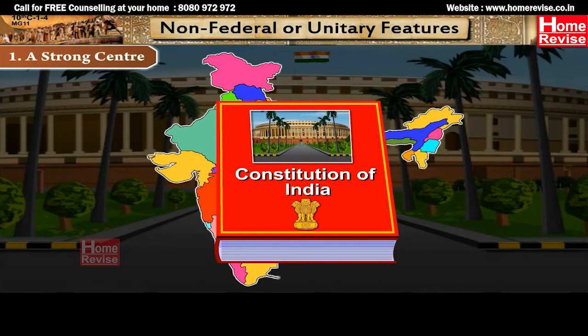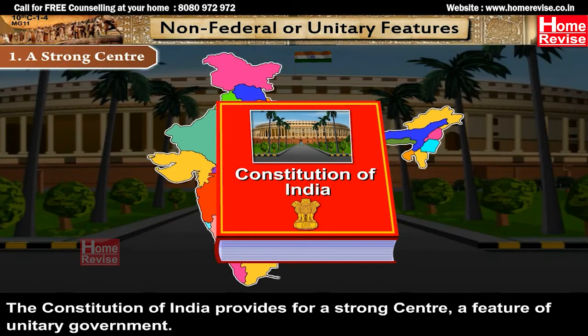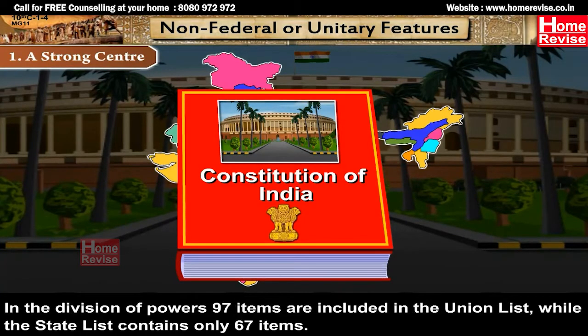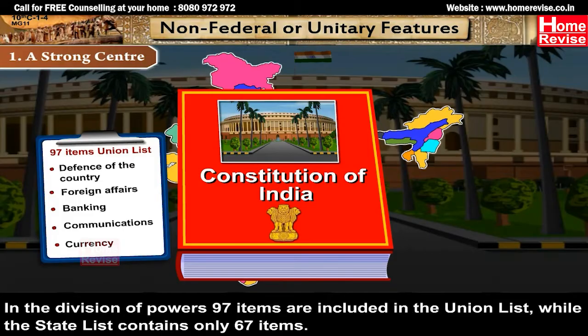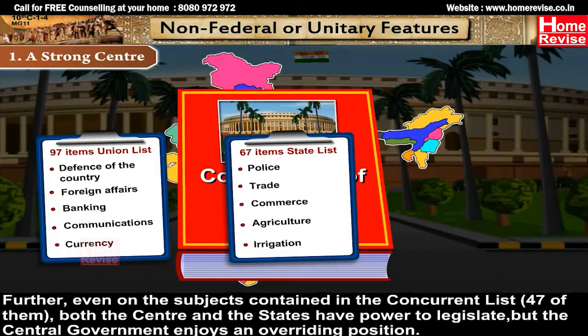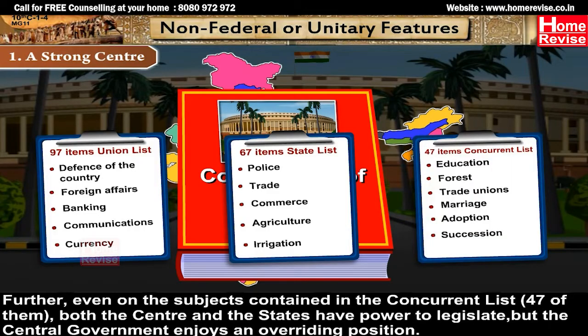1. A strong centre. The Constitution of India provides for a strong centre, a feature of unitary government. In the division of powers, 97 items are included in the Union list, while the state list contains only 67 items. Further, even on the subjects contained in the concurrent list, 47 of them, both the centre and the states have power to legislate, but the central government enjoys an overriding position.